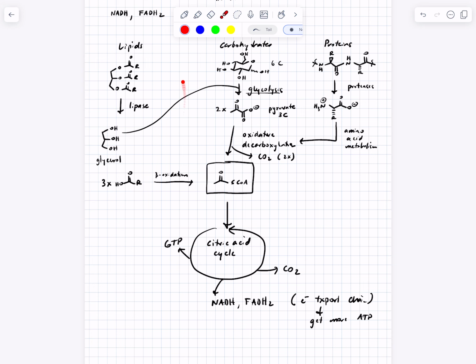As I said, we're going to start today with lipid metabolism, then we'll move on to carbohydrates. We will talk about the citric acid cycle. We're not going to deal with amino acid metabolism very much. And this will probably take us 2 class periods to get through.